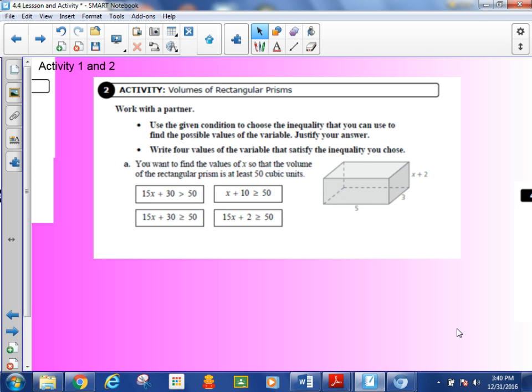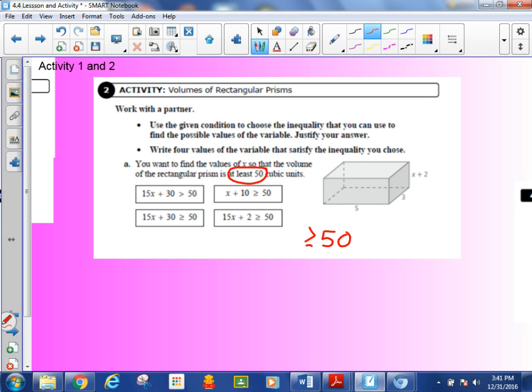So we want to find 4 values or 4 solutions that we could use in that inequality to make it a true statement. So it says you want to find the values of x so that the volume of a rectangular prism is at least 50 cubic centimeters. So let's start with the back end of our equation. At least 50. So could it be 50? Yes, so it could be equal to 50. And if we want it to be at least 50, we would like it to be bigger than 50 or equal to 50. So it's going to look like this for our symbol.